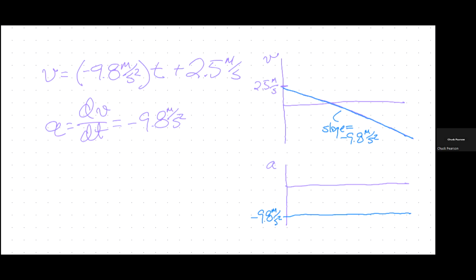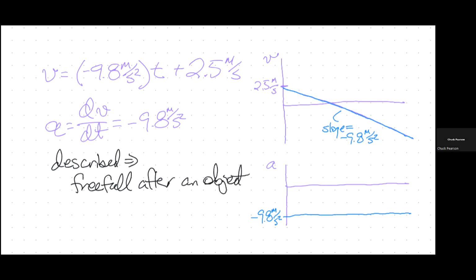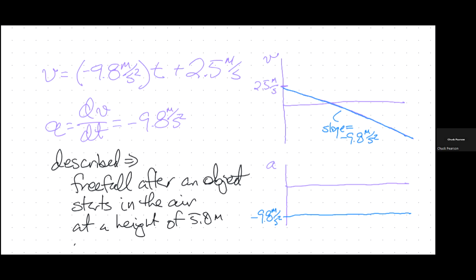And what we've gone and described with this function is the free fall of an object that starts in the air at a height of 5.0 meters, with initial velocity of 2.5 meters per second.